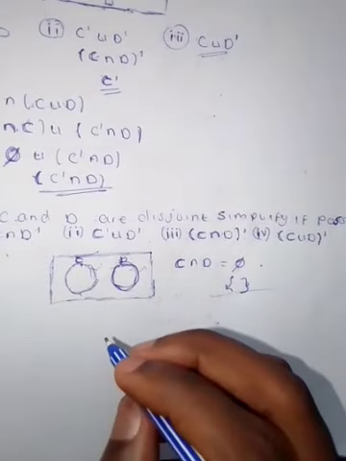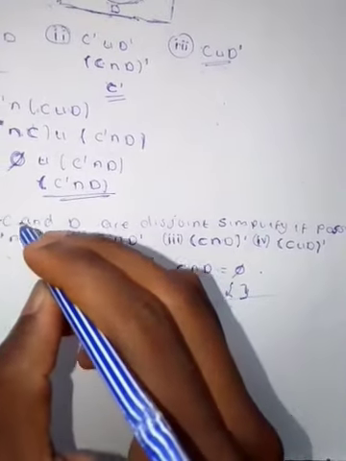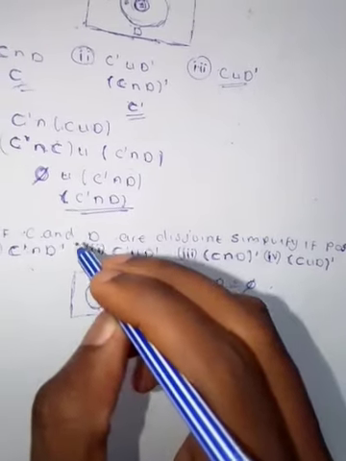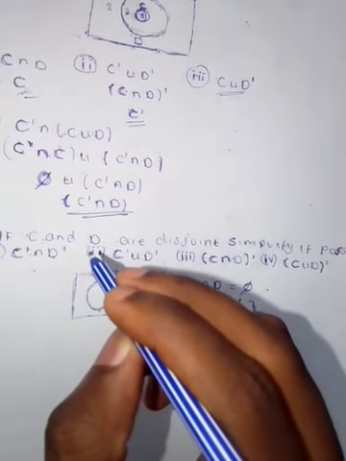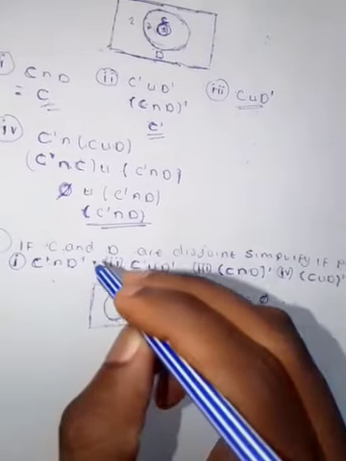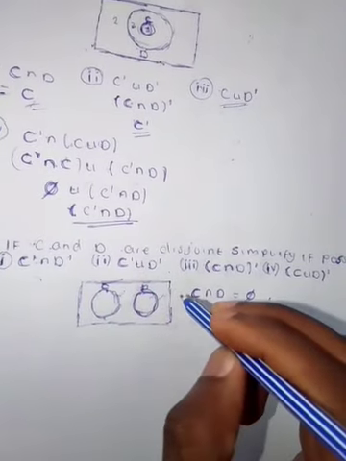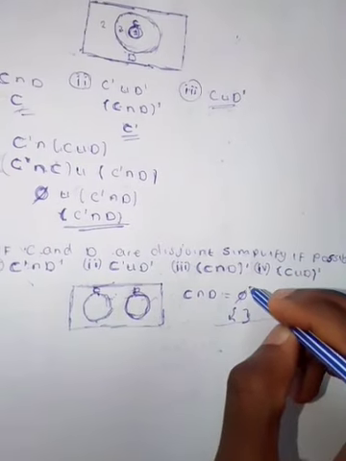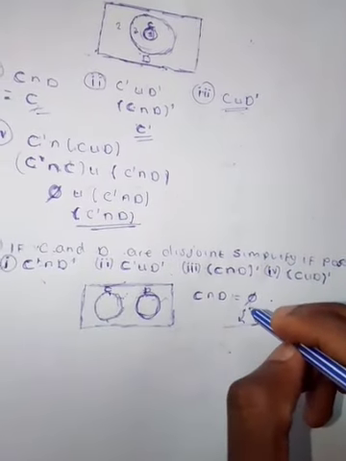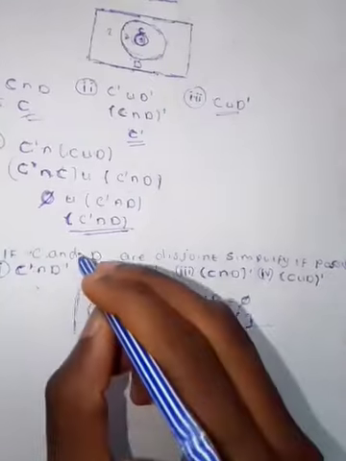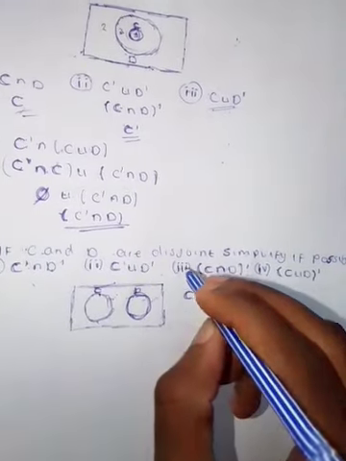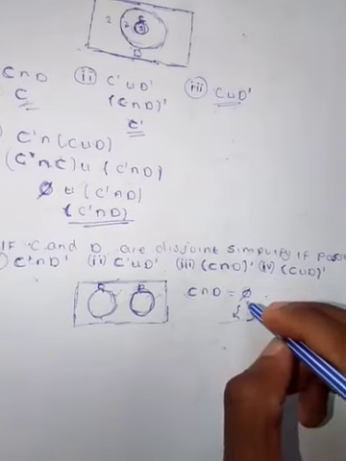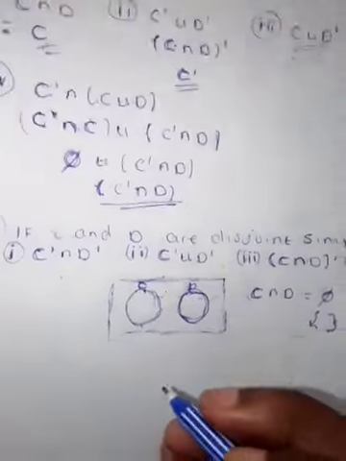So whenever they say C and D are disjoint, you should take note that while you'll be simplifying, if you reach where you're going to have C intersection D, you should replace it with this symbol, an empty set. No matter what, as long as they have said that C and D are disjoint, wherever you're going to have anything that looks like this, you replace it with this. Okay, so now let us solve the question.